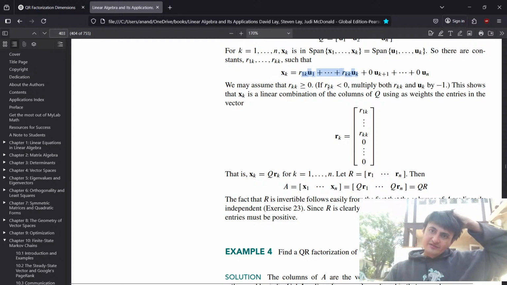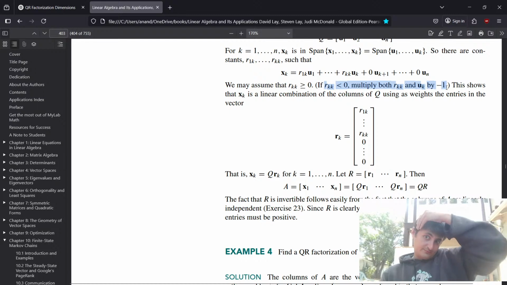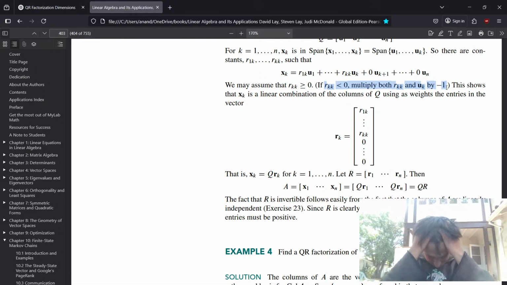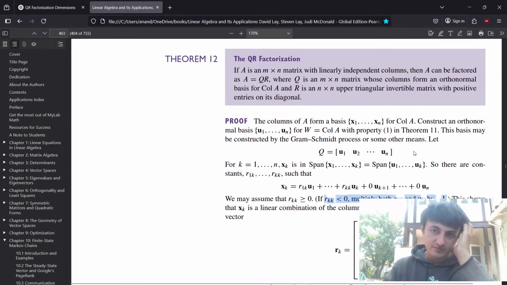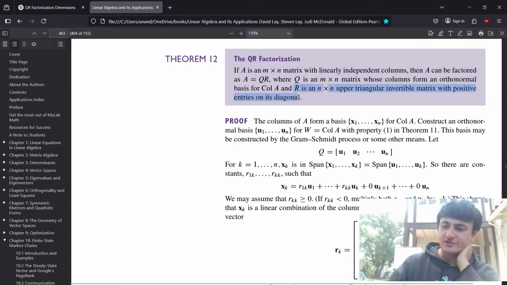You can make it positive: if RKK is less than 0, multiply both RKK and UK by -1. But why do we want R to have positive entries on the diagonal?